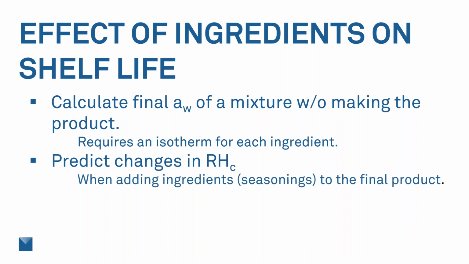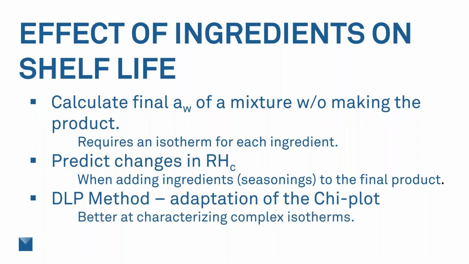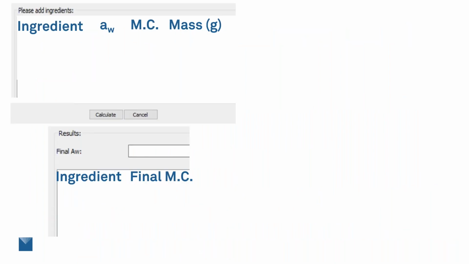So for example, if you're going to add some ingredients or maybe some seasonings to your final product, this is done in the moisture analysis toolkit using the DLP method, which is an adaptation of the KALE plot, and it's much better at characterizing complex isotherms. So this requires many more mathematical steps than the KALE method, but this work is already done for you in the software.